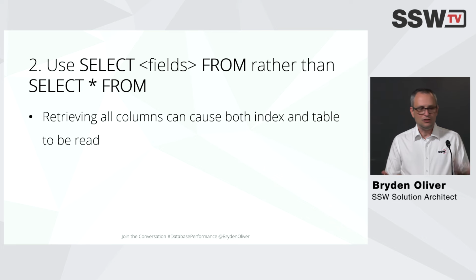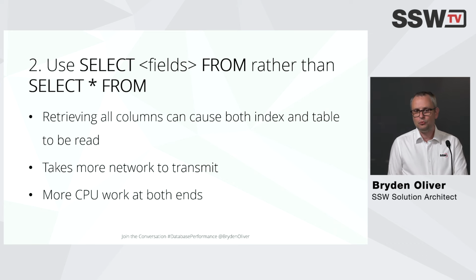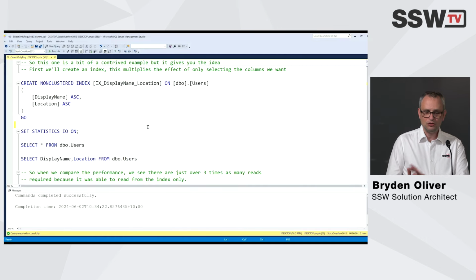And one of the reasons is that retrieving all the columns can end up, you have to read the index, and then you've got to read the table itself, which is stored in a separate piece of disk. And you're just upping the amount of disk I.O. That's in the worst case. But even if you are reading the raw table, it takes more network to transmit more data. It takes more CPU work at both ends to encode and decode that data. And if you're just going to throw it away, that's not a great solution.